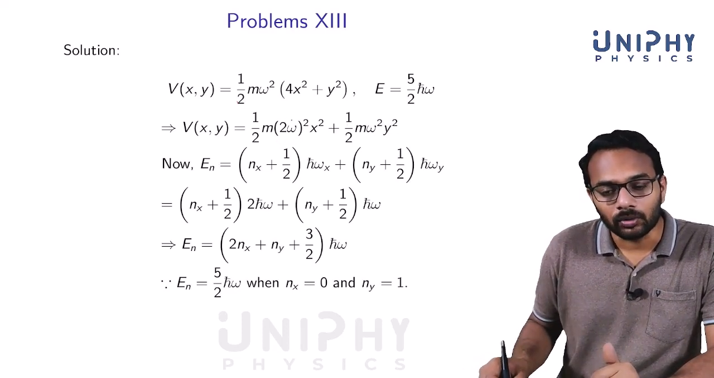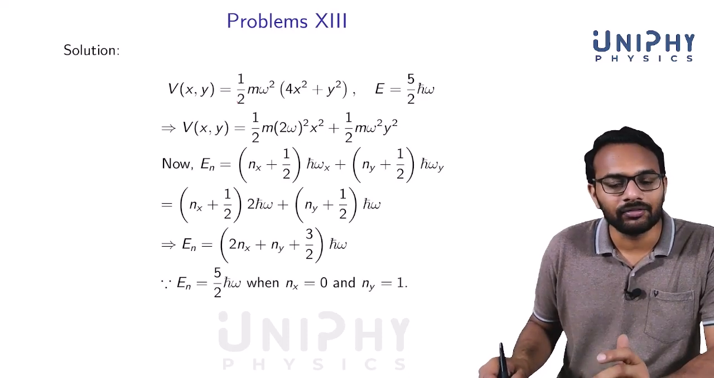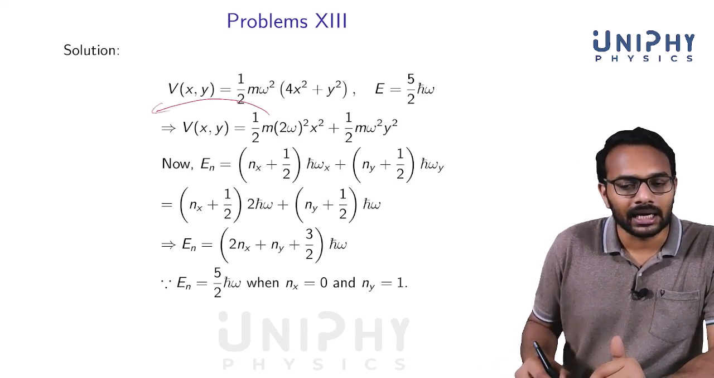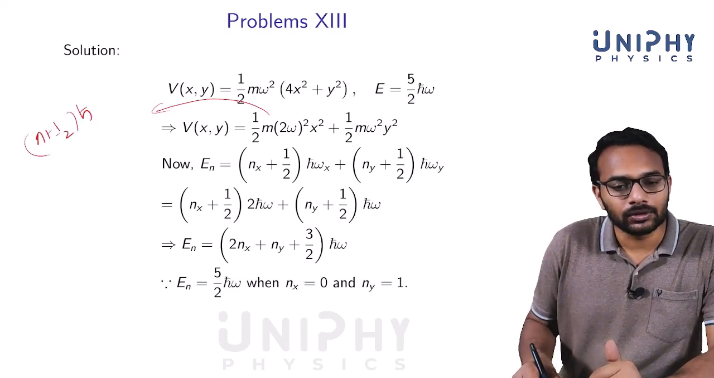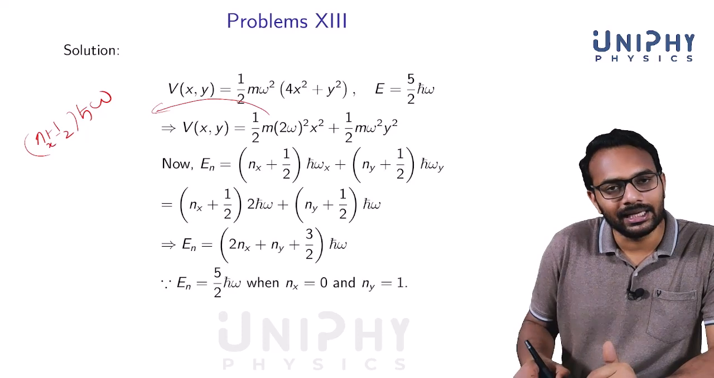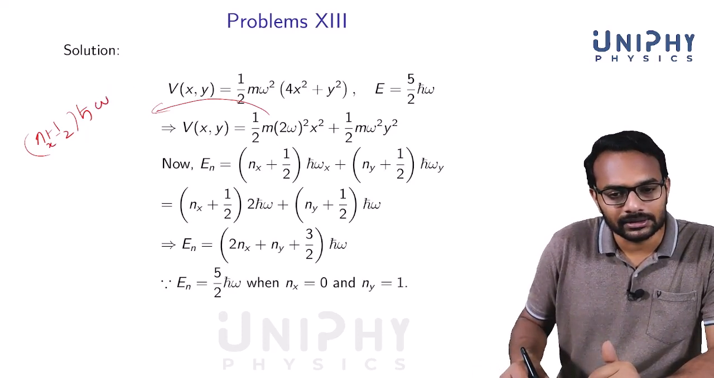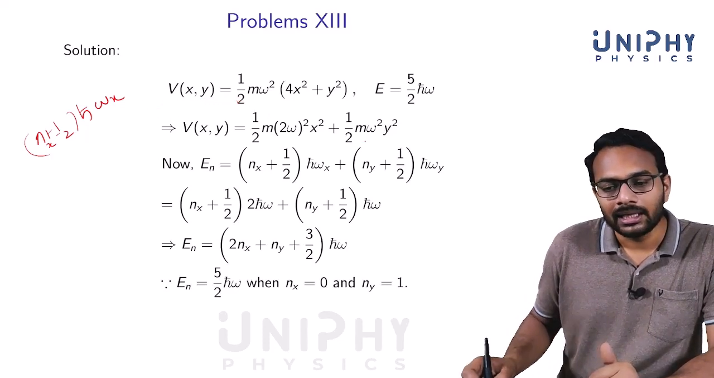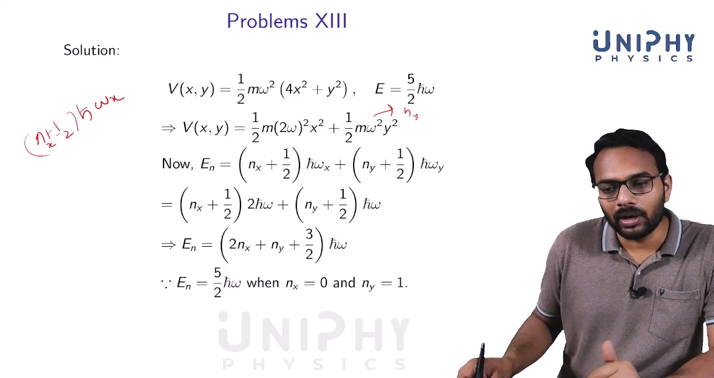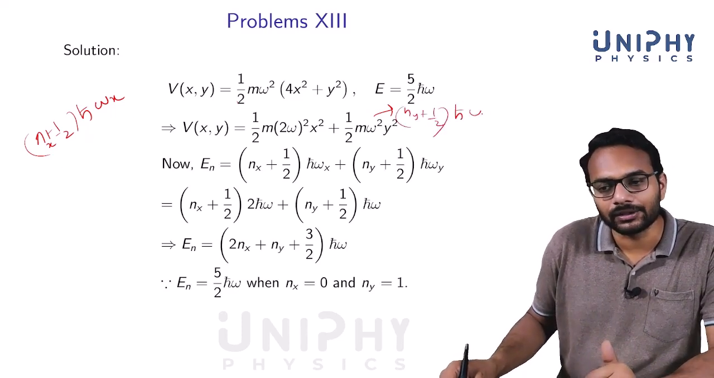Now if this is the potential, we know how to find the eigenvalues. If the potential is half m omega square x square, we know that the eigenvalues we can write as n plus half h cross omega. In this case, we'll write nx plus half h cross omega x, because there are two dimensions, corresponding to this thing. And this is ny plus half, the corresponding energy eigenvalues ny plus half h cross omega y.